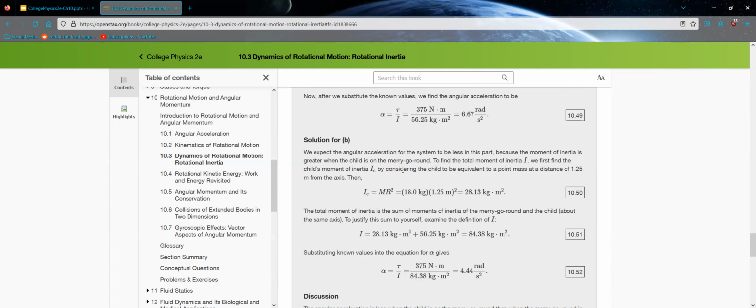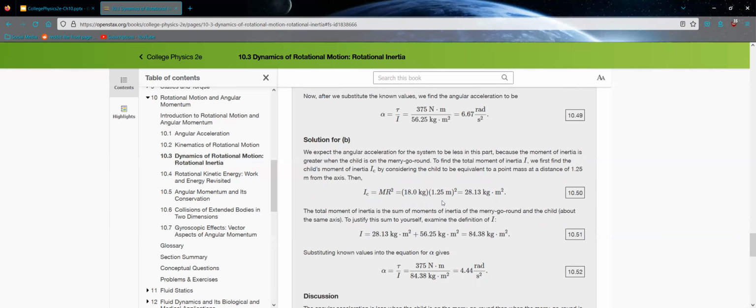And the placement of the kid has a big impact, right? The closer the kid is to the center, the easier it is to spin. Further outside, the harder it is to spin. Thus, to find the total moment of inertia, I, we must first find the child's moment of inertia, I sub c, considering the location and mass of the child.